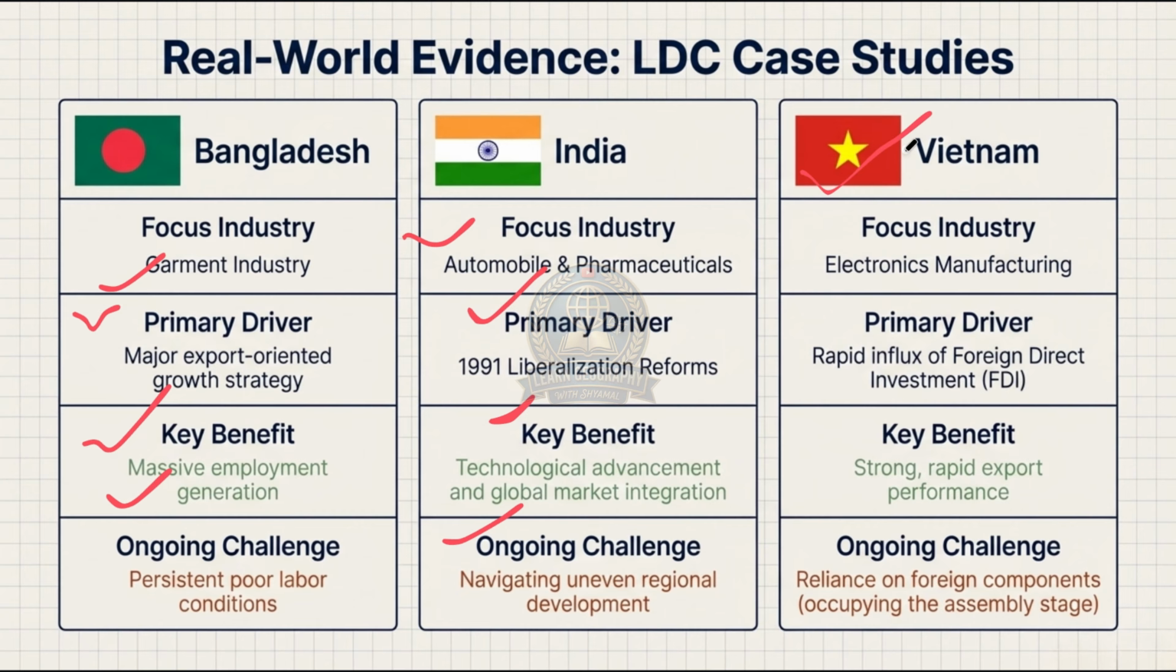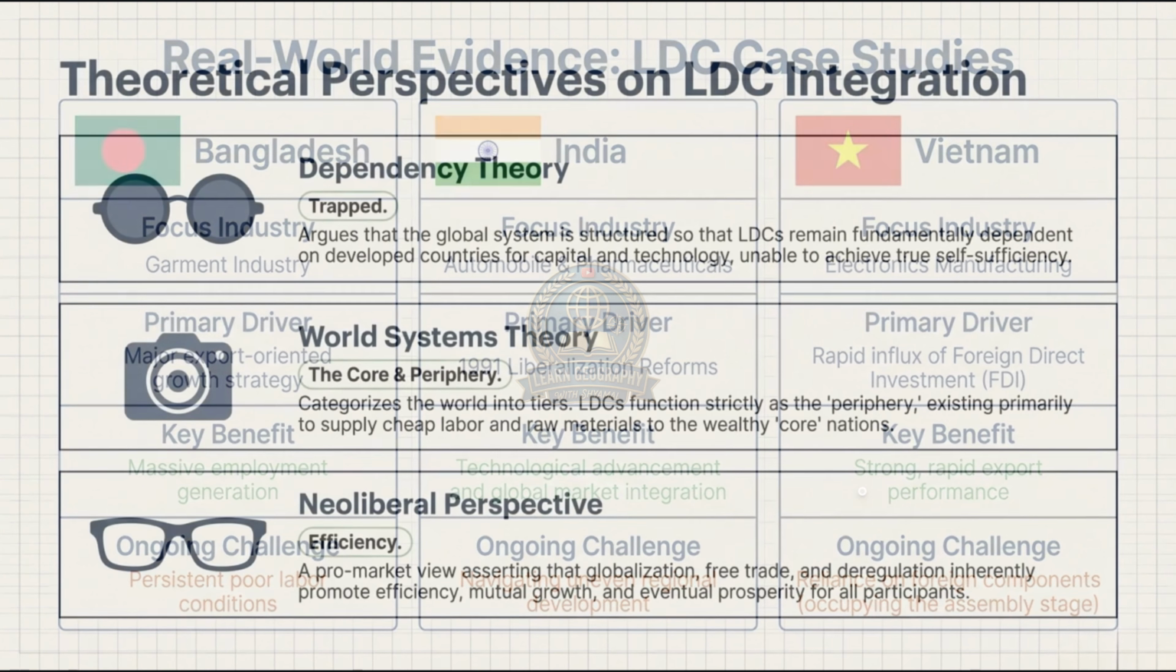Similarly, in Vietnam, focus industry is electronic manufacturing. Primary driver is rapid influx of foreign direct investment. And key benefits, strong and rapid export performance. And ongoing challenge, reliance on foreign components, occupying the assembly stage.